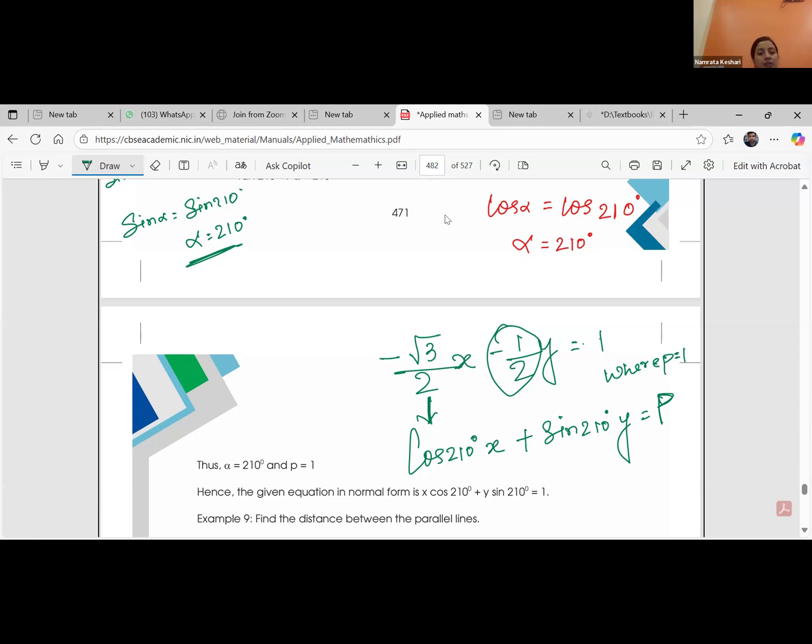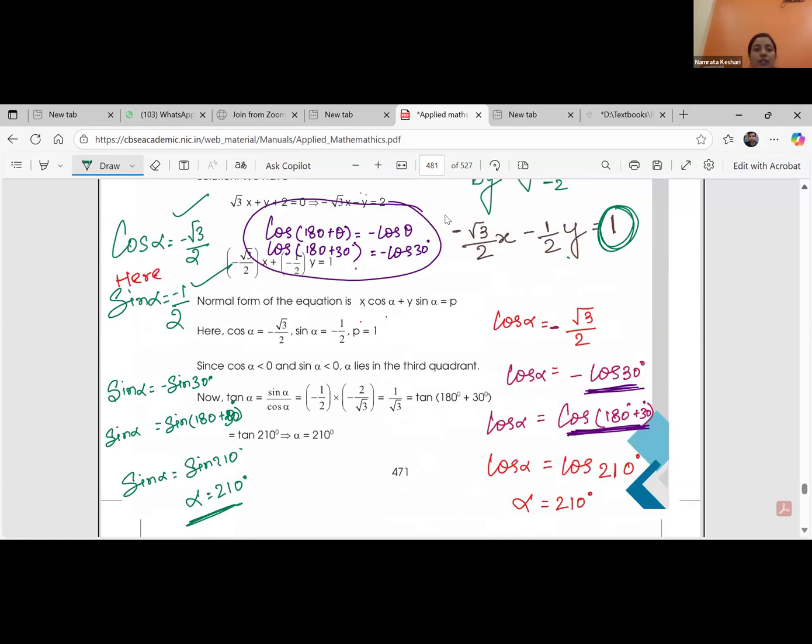X cos alpha plus y sin alpha is equal to P. You can write it this way. Is it clear? Okay, we are just trying to change the format of the given equation. Both mean the same thing. The equation which I have written over here and the equation which was given to us, it is the same thing. See from the beginning what we did.